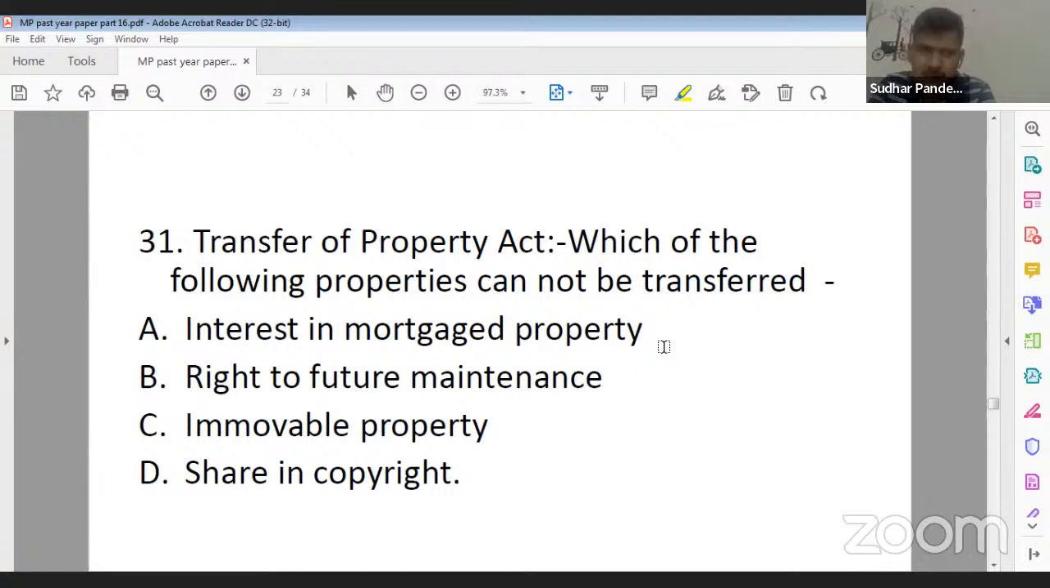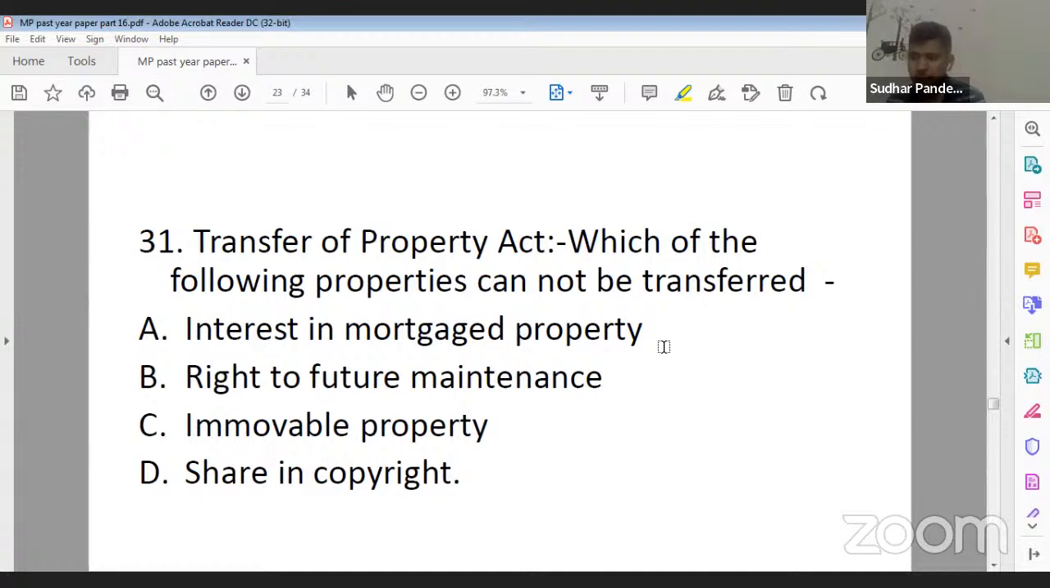Now, question number 31, Transfer of Property Act. Which of the following properties cannot be transferred? This question is from section 6 of the Transfer of Property Act, which is stating which of the following properties cannot be transferred. Option A, interest in the mortgaged property. Option B, right to future maintenance. Option C, immovable property. Option D, share in copyright. Which of the following property cannot be transferred?